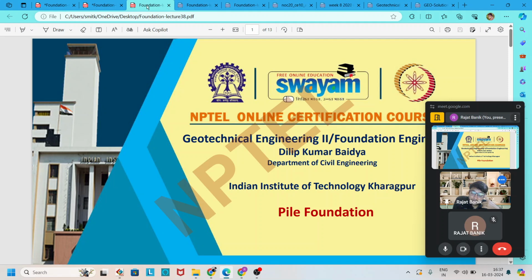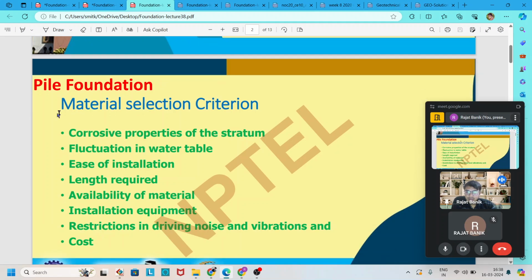Now move on to lecture number 38 of this pile foundation. Here it is given the selection criteria for pile foundation. During selection of the pile or material selection, we need to consider the corrosive property of the stratum. We need to find the fluctuation in water table, ease of installation, length required, availability of material, installation equipment, restriction in driving noise and vibration, and cost.